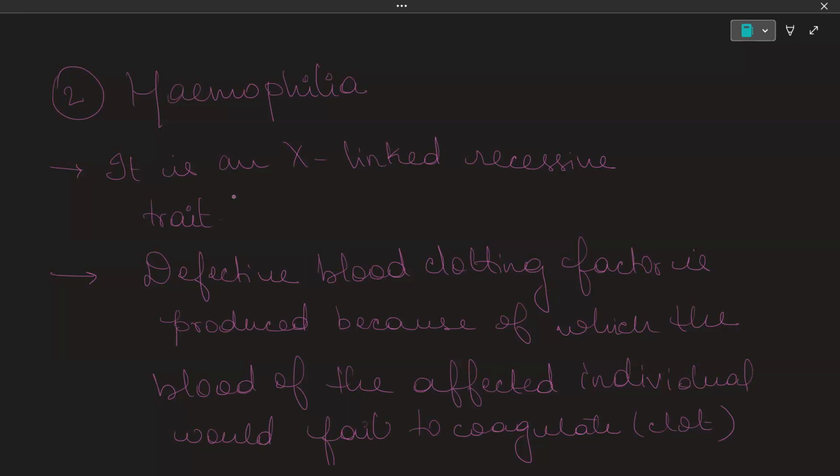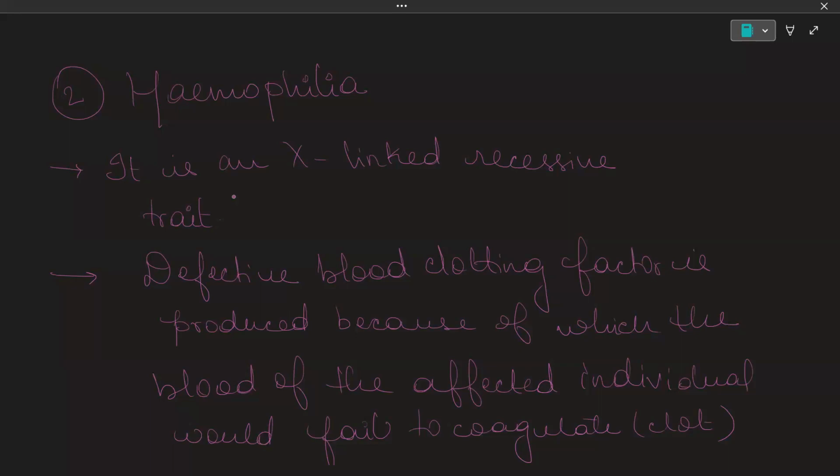Okay, even if it is a normal scratch, like the simple cuts that we get, have you ever experienced those horrific paper cuts, the longer paper cuts? I hate them. So just imagine somebody has a paper cut and that never stops bleeding. So that is hemophilia. Okay, why? Because here the clotting factor is defective.